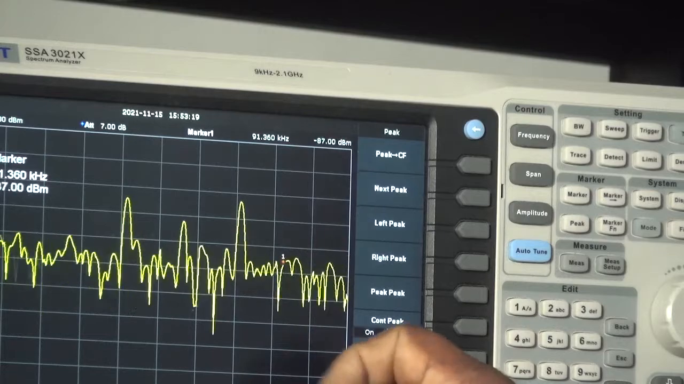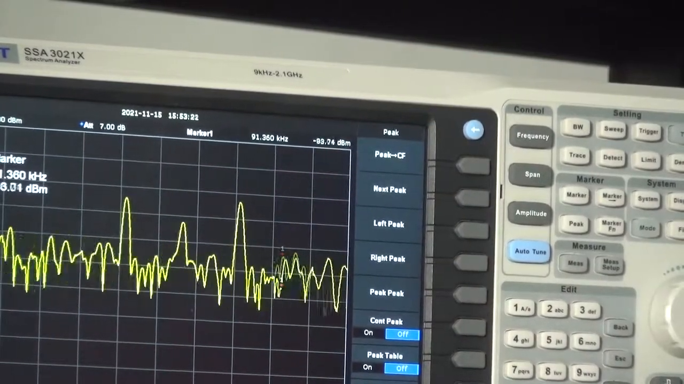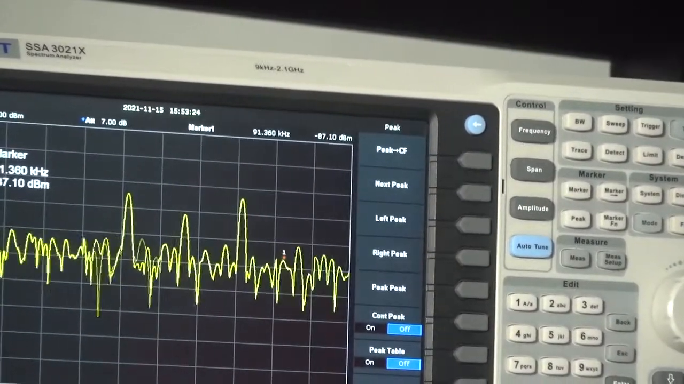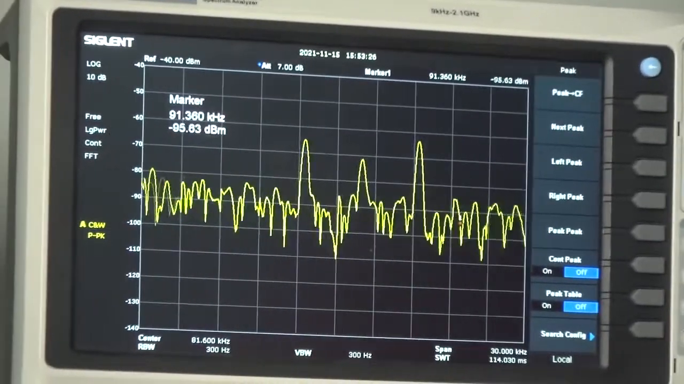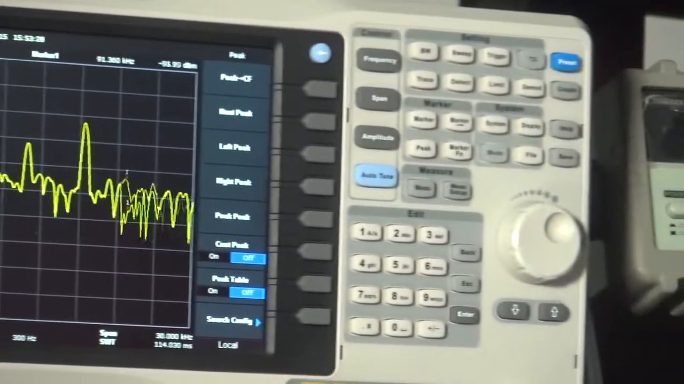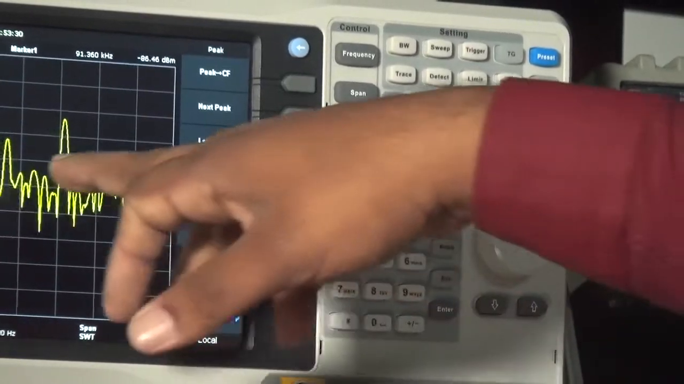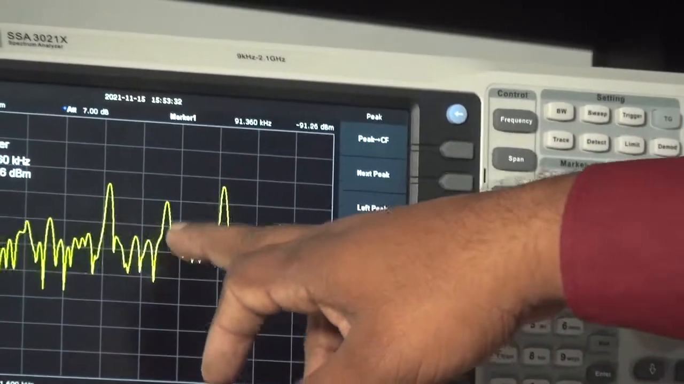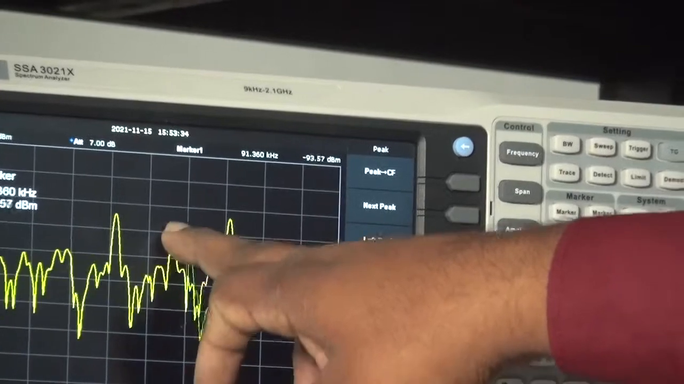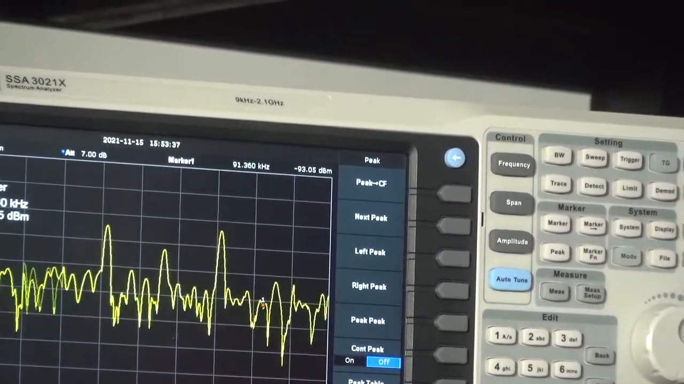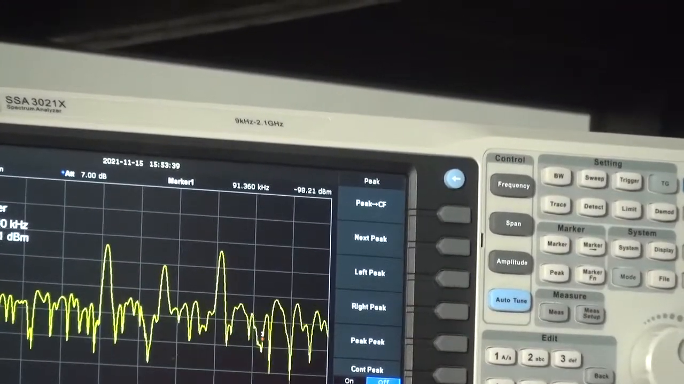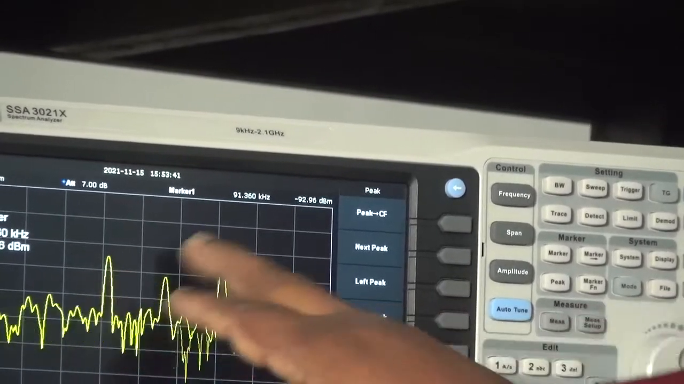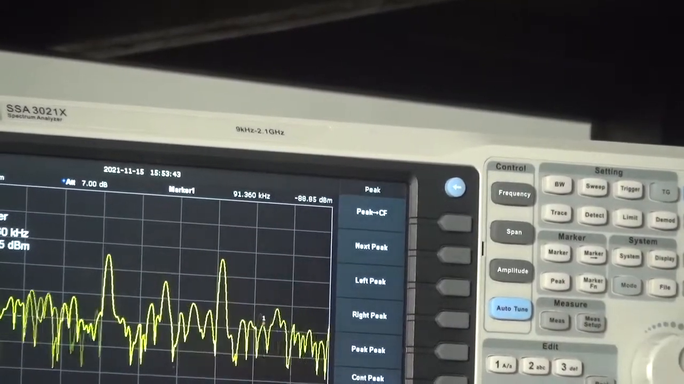Actually, that happened due to the unreliability of these connections and the components we are using. So anyhow, you can get the idea here. You can see that the carrier peak is very low, and we will get two sidebands only.